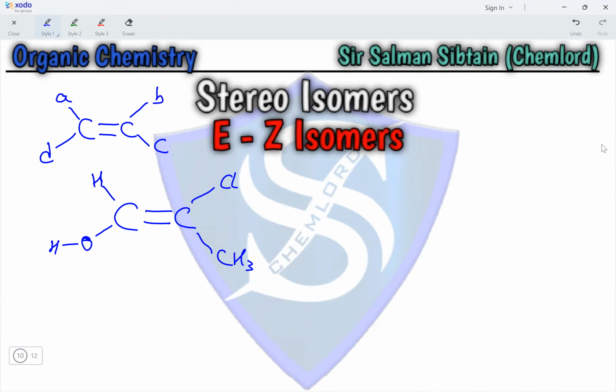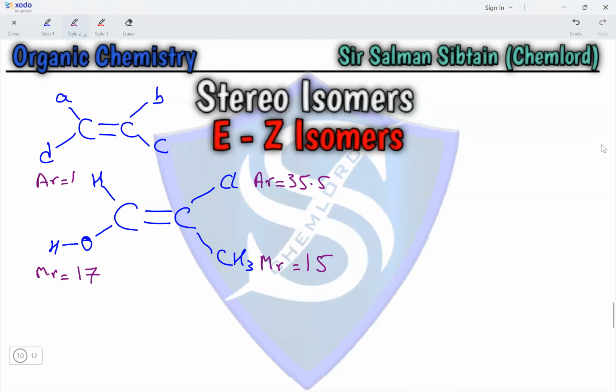So the next thing we'll do is calculate the MR of each of the groups attached. So we will have an MR or rather AR for hydrogen of 1. The MR of OH would be 16 plus 1, 17. The AR for chlorine is 35.5 and the MR for the methyl group is 12 plus 3, which is 15.